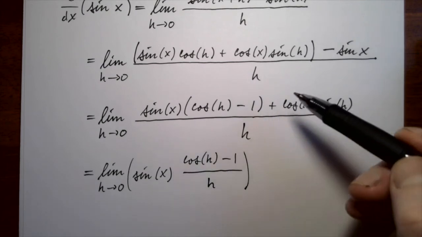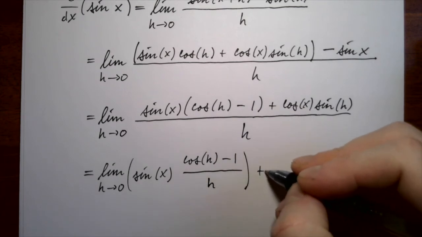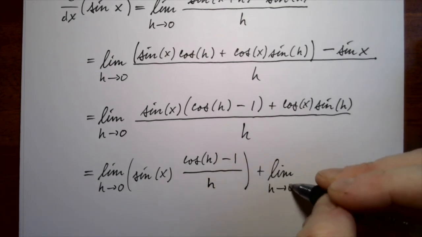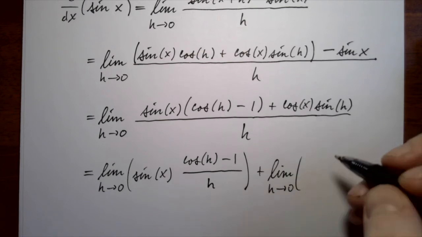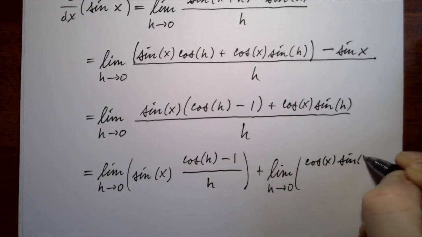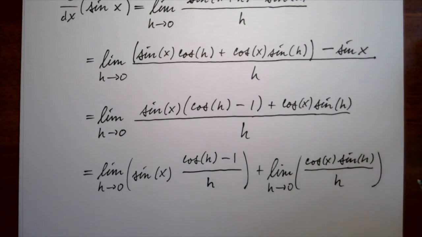So the limit of the first piece, the first term over h, would be sine of x times cosine of h minus 1 over h. And then the second piece is cosine of x sine of h divided by h. Like that. We have to be very careful about distinguishing x and h here. And now here's the crucial step.